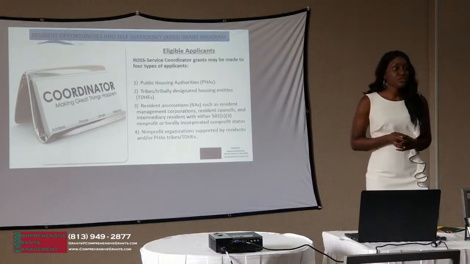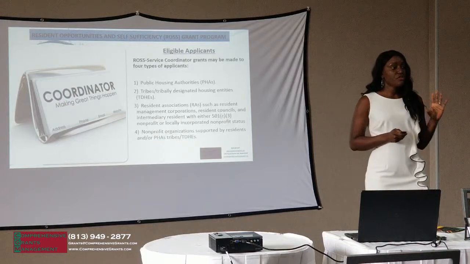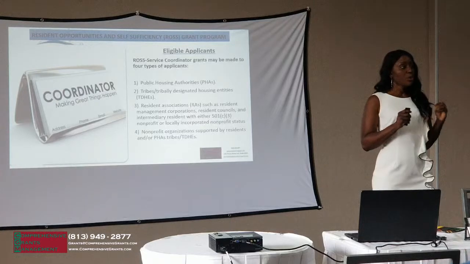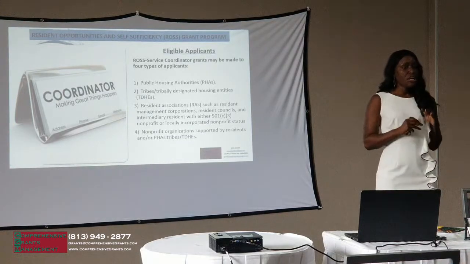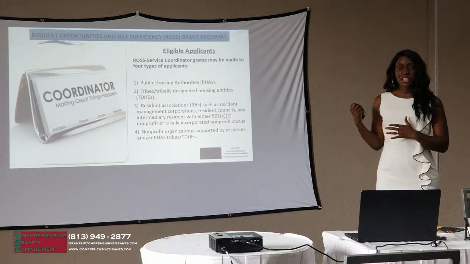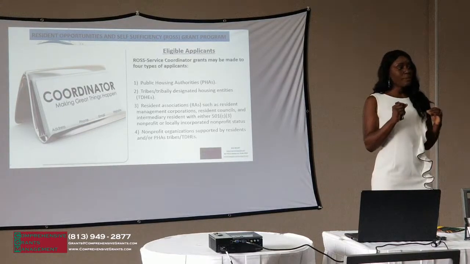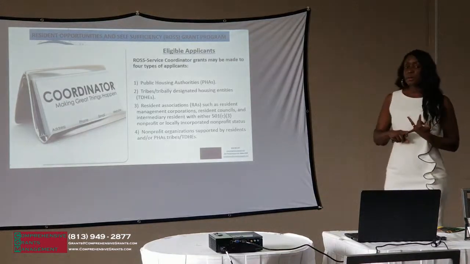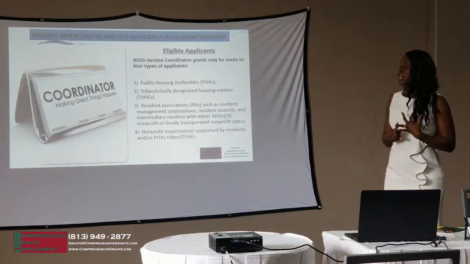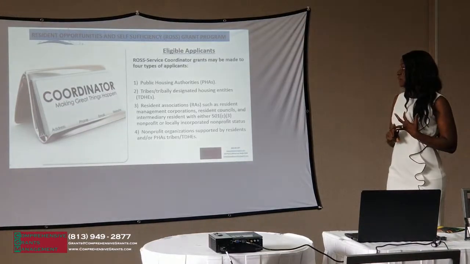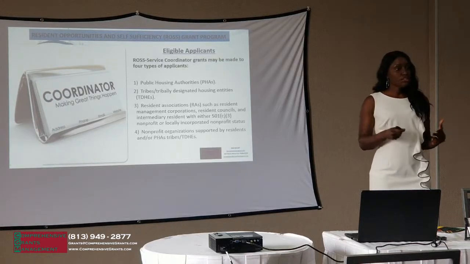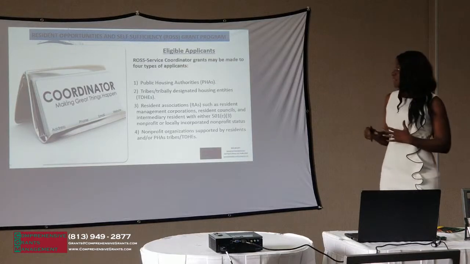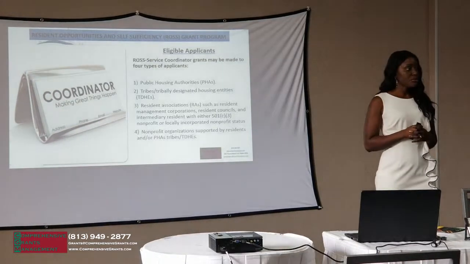The eligible applicants for this grant, there are 4 eligible applicant types. And you can be very strategic with the applicant types, like you can mismatch because they have priority areas for this grant. So sometimes you want to structure your application in a certain way where you get the priority. So you can be a public housing authority and apply for this grant. You can be a tribally designated housing entity. You can be a resident association, or you can be a nonprofit that applies on behalf of a housing authority, a tribe, or a resident association.